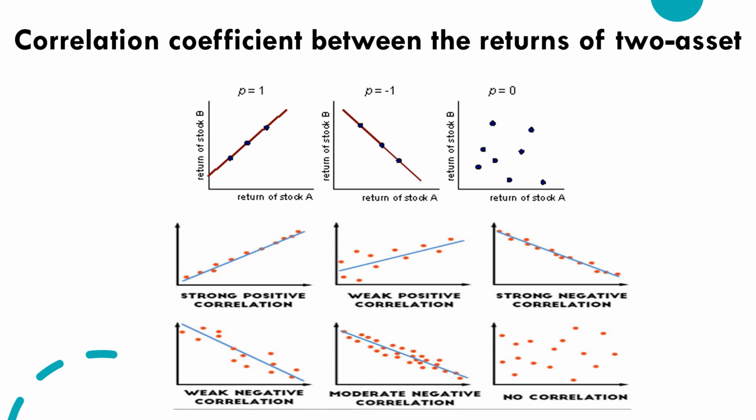This slide illustrates the correlation coefficient between the returns of two assets. Either it is positively correlated or negatively correlated, or there can be no correlation. So this correlation coefficient can range from strong correlation, moderate correlation, until weak correlation.